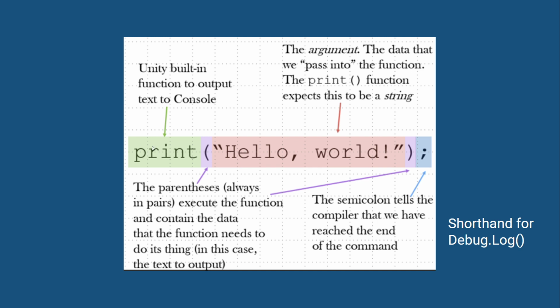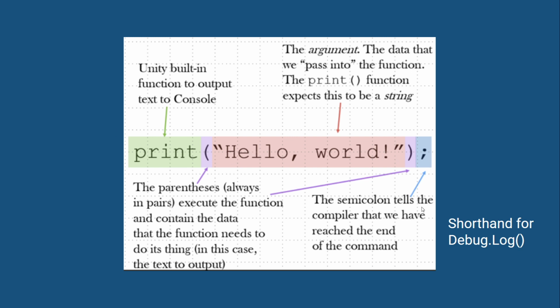All right, so here's a built-in function. The parentheses around that function tell you, and they're always in pairs, they execute the function and contain the data that the function needs to do its thing. In this case, the text that we're going to output, which is the hello world, is the argument. That's the data that we pass into it. The print function expects this to be a string. A lot of the time it will do conversions. It will cast things and turn them into strings for you, depending on how you write your code. But print is generally expecting a string.